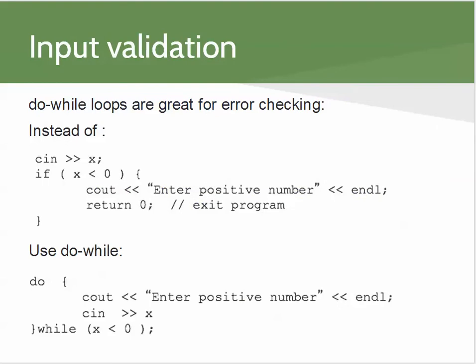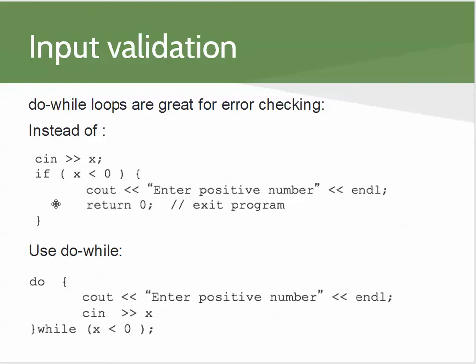Another great thing about do-while loops is input validation. In the past, we've been able to ask the user for specific ranges of numbers. We've worked with relational operators to make this happen. We can ask the user specifically for a positive number, but we really haven't been able to ask them again if they've sort of messed up.